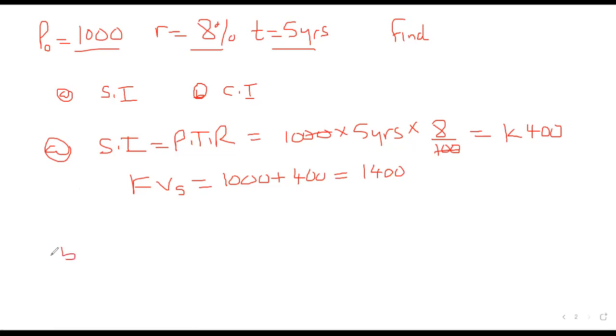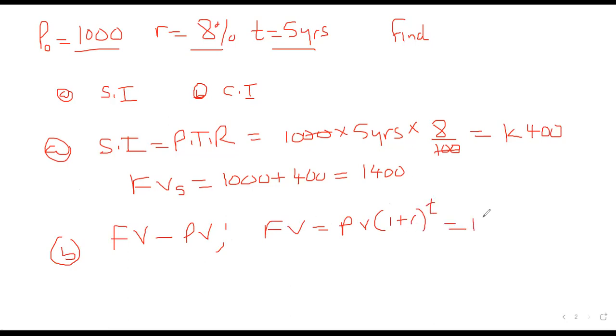Compound interest, on the other hand, is calculated by finding the difference between the future value and the present value that we started with. Now, the future value in this case is present value, which is the principal, times 1 plus r to the power time. So what is our principal that we are starting with in this case? The 1,000 kwacha. And what is our interest rate? It is 8%, which is 0.08. The time that we have here is how many years? 5 years. In this case, we're going to have 1,000, then 1.08 to the power 5.